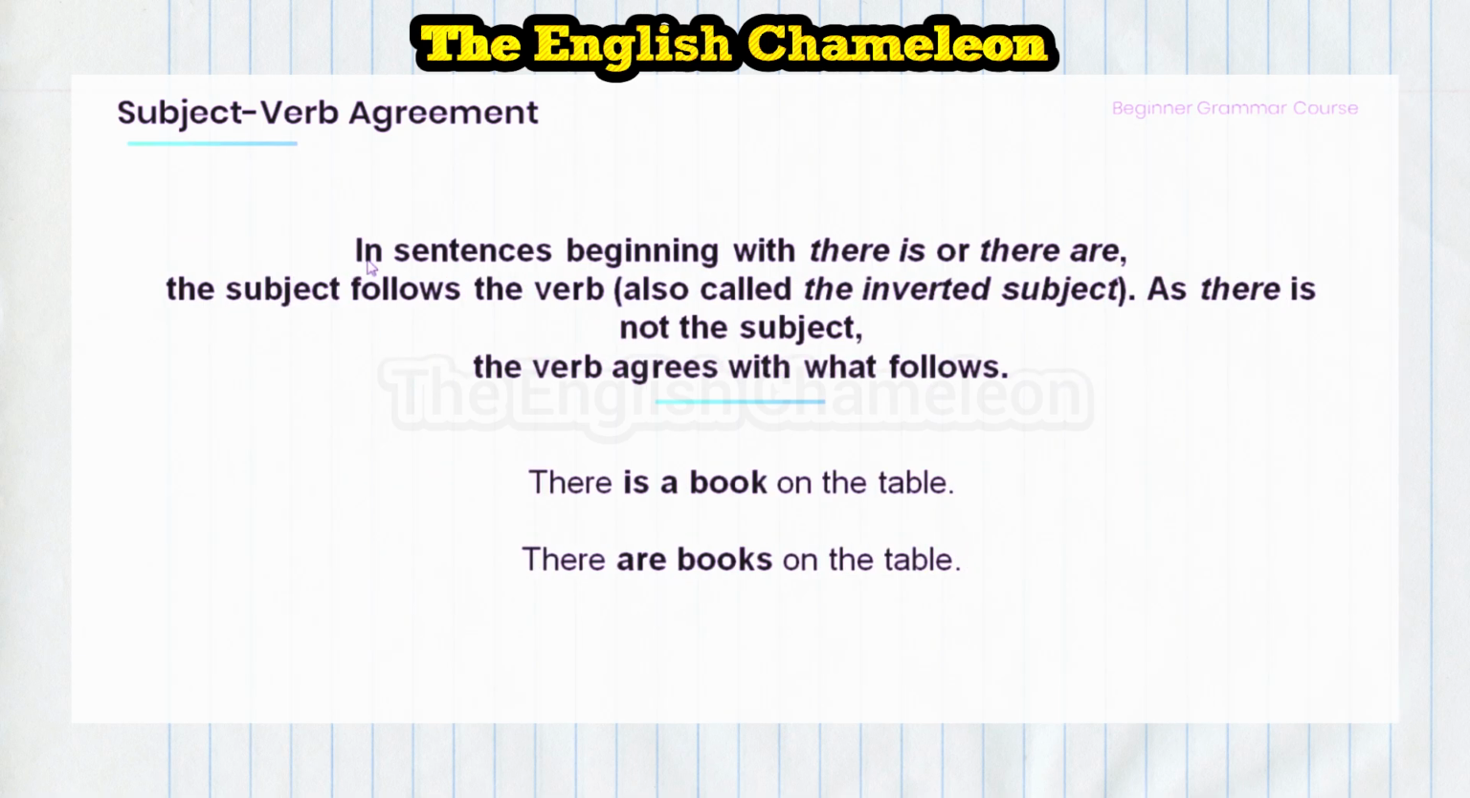Also remember that in sentences beginning with there is or there are, the subject follows the verb, and that is also called the inverted subject. As there is not the subject, the verb agrees with what follows. For instance, in this example, we have there is a book on the table. There is not the subject, book is. So the verb must agree with what follows. Book.